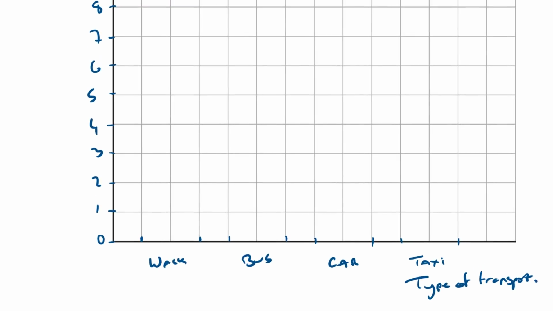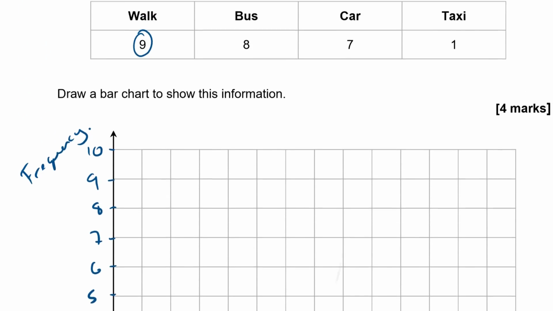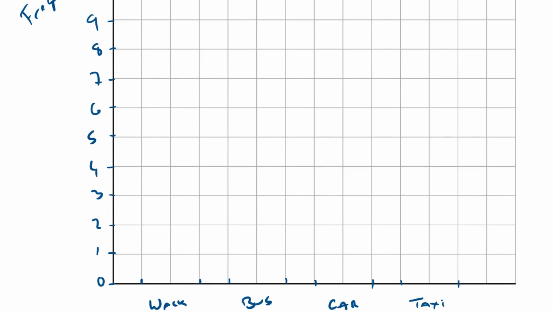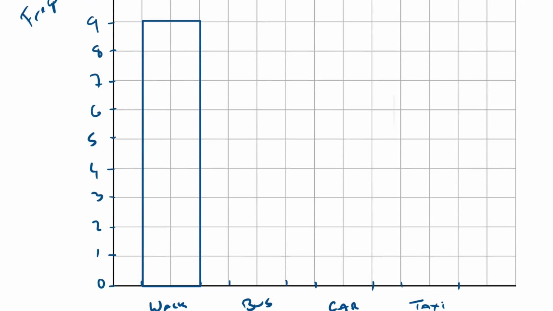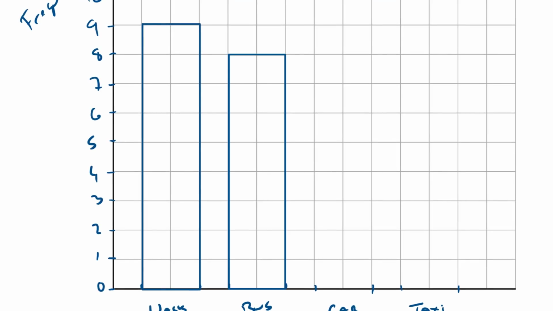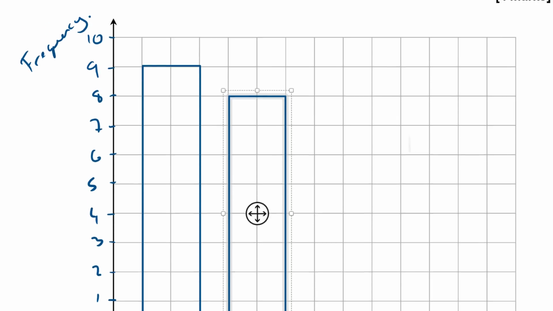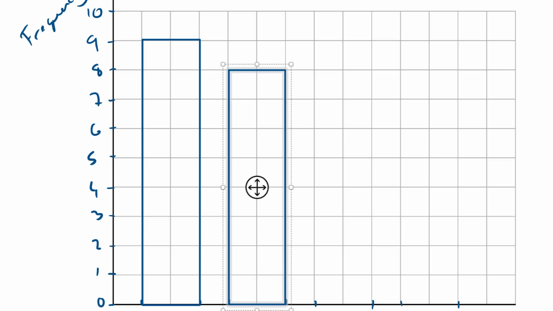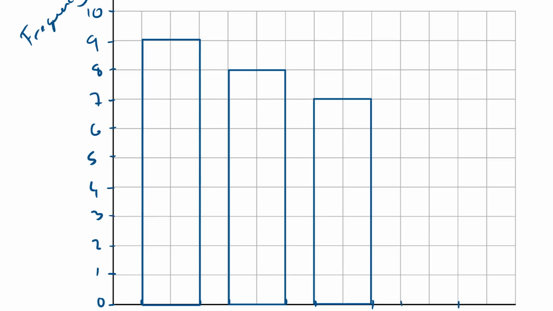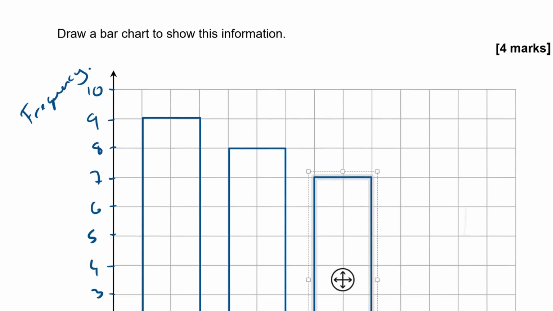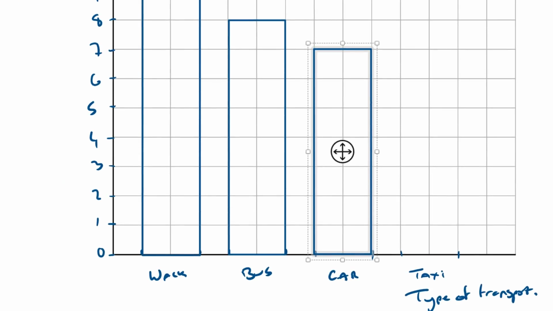Right, now finally I just need to draw the bars at the right height. So walk is of a height 9. So you can see I've drawn a rectangle of the right height now. So bus had a height of 8. Car was 7. And finally, taxi was 1. Okay, so I'm reasonably happy with my bar chart there.